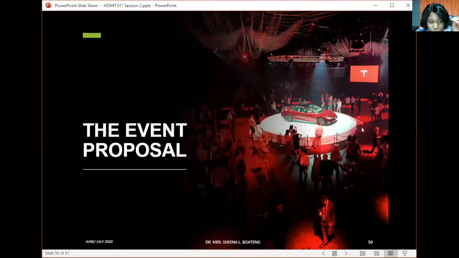So what is the event proposal? The event proposal can take so many forms depending on who the event commissioner is. So I'm going to show you a sample of some event proposals for you to get a sense of what it looks like and how to go about it. Okay, so let's look at this first one. Please, can you see it?